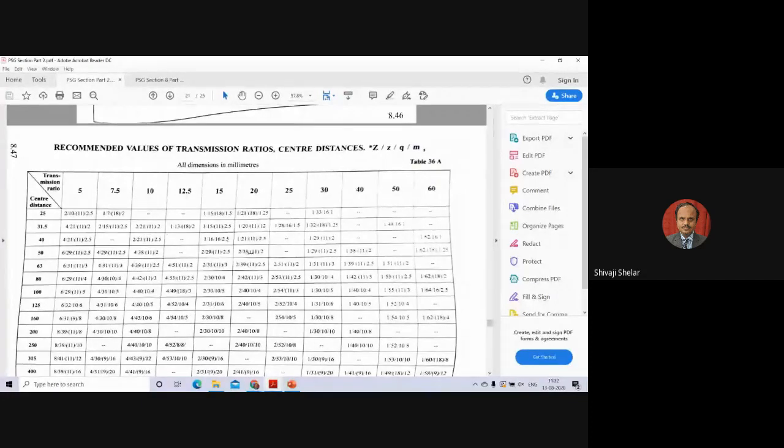So there are some values here: this is your capital Z value, this is your small z value, this is your Q value, this is your mx value. There are some values in brackets. These bracket values are normally not preferred. If there is no choice, then only you have to go for these bracket values. Non-bracketed values are always the preferred values.